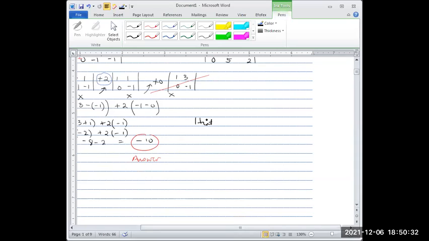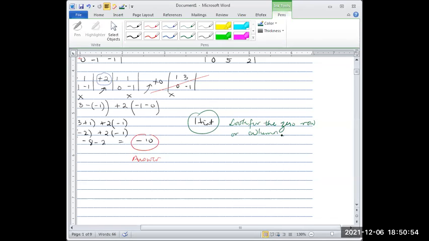Hint. And I want my hint to be: look for the 0 row or column. Very important. So why is it so important?